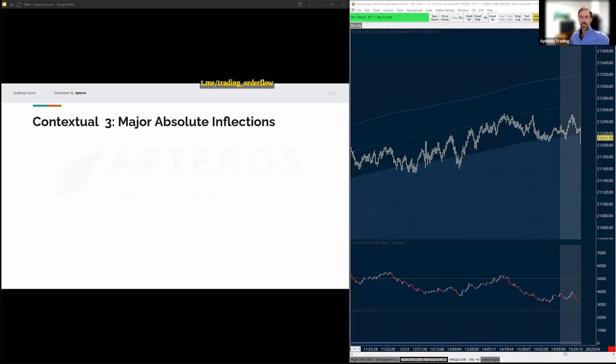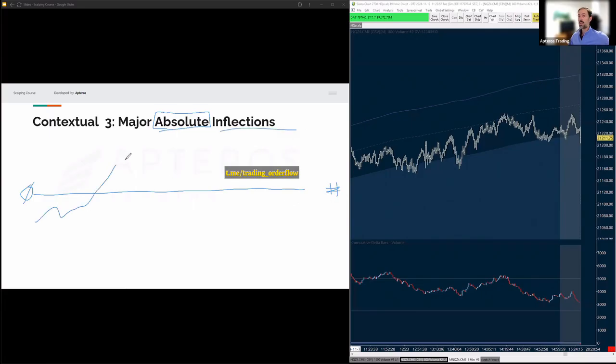Contextual 3, major absolute inflections. Maybe we should have hung on to Julian's last question there because this is going to get to it. Major absolute inflections. We can be really quick through this section. One of them is zero. It's a major absolute price level. In this case, it's a delta value level. That's a big inflection. Where are we? Oh, look, bullish inflection from this absolute level of zero.